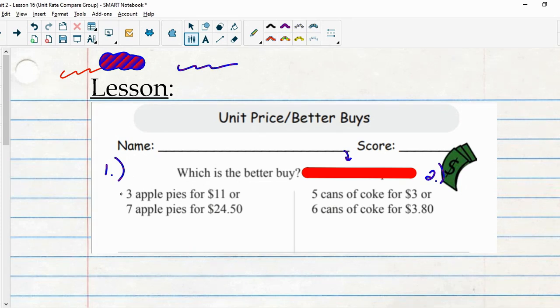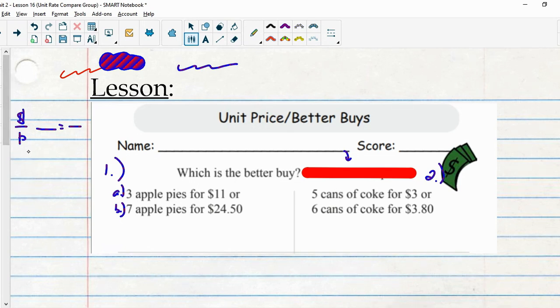So, which one's the better buy, option A or option B? Now, 3 apple pies is $11. I could do a couple of things here. I could do dollars per pie, which makes more sense, right? Because one pie is how much? That's a normal question to ask. I could actually have to do it for both.